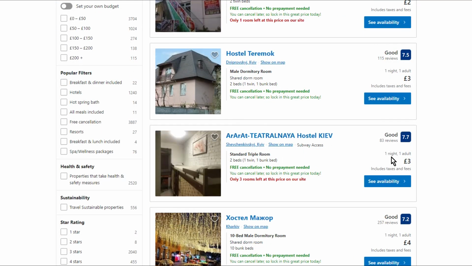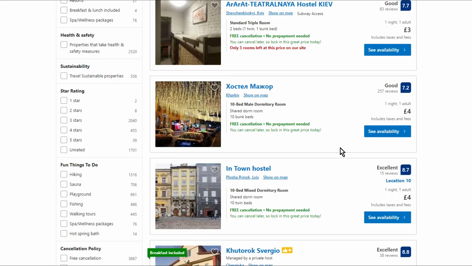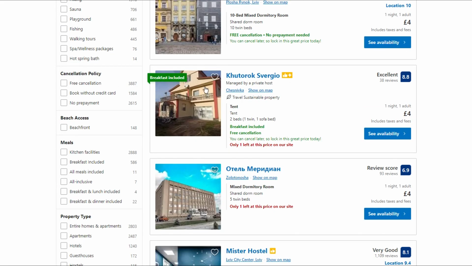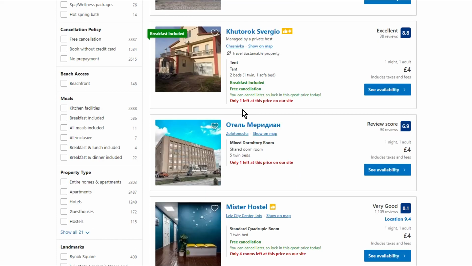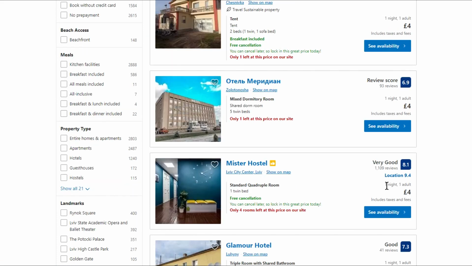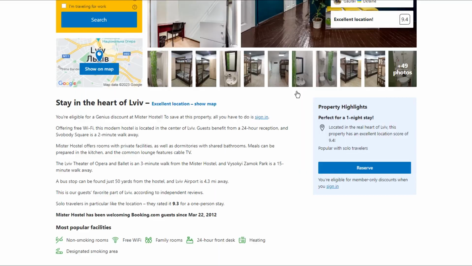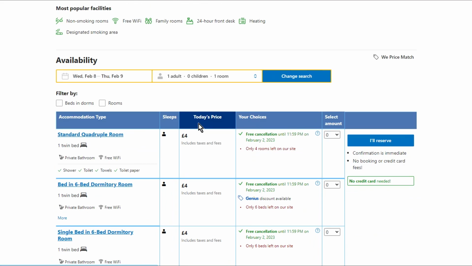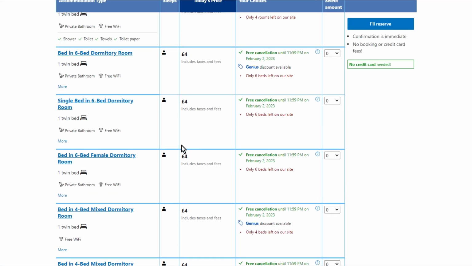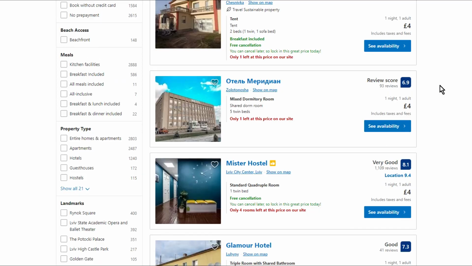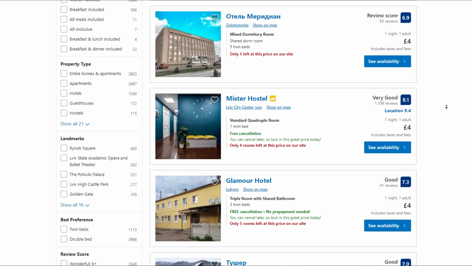There you've got standard triple room, £3. Another dormitory, you've got a couple more dormitories showing up. It shouldn't do. Tent, I'm not sure if I'm going to include tents. Standard quadruple room, £4. Although some of these, I think translation sometimes goes wrong and they don't tick the right things on Booking.com, because this one says quadruple room, 1 twin bed, which doesn't quite make sense, but I think that's actually a dorm. With translations, when these people don't speak English, they often tick the wrong options.